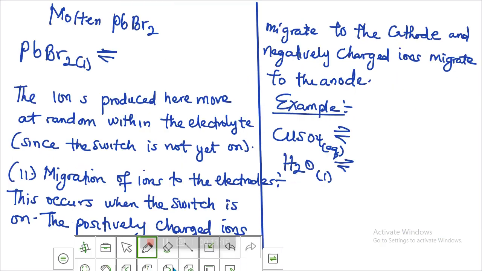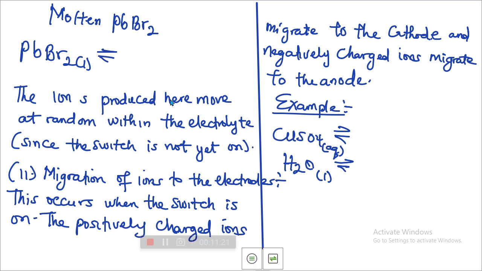Let's go to the next slide. Now for a molten, you don't need to put water below. I hope you understand. So that's the difference between molten and aqueous. If it's aqueous, we put water below. But most of the time, it is the aqueous you will be using. Most of the questions you will be doing, you will have to put water below. But whenever it is molten, you just say PbBr2.